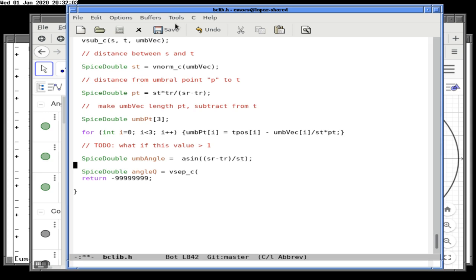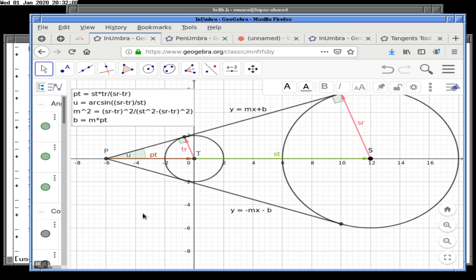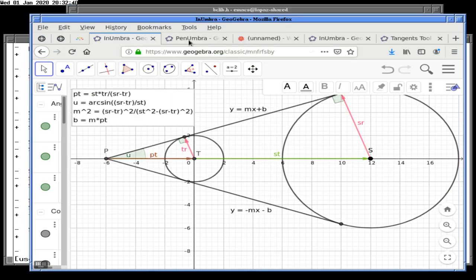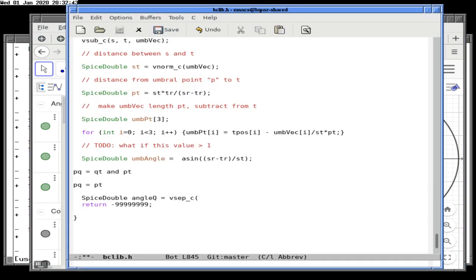PQ, so I'm not liking my diagram as much now. PQ is going to be the vector from P to wherever Q is. And we have QT and PT. All right, so how do we get to PQ? PQ equals, we can go from P to T, and then from T to Q, which is negative QT. So that's a vector subtraction we need to do to find this.